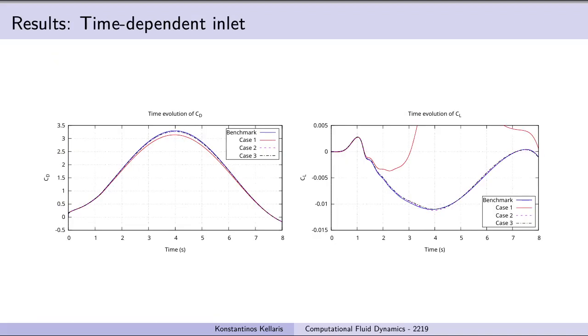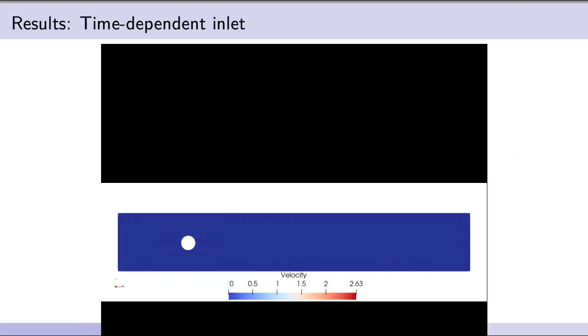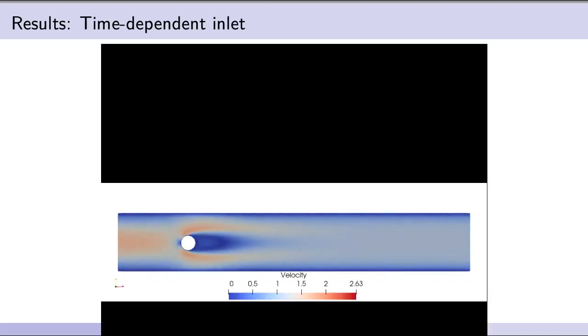Here we observe that cases 2 and 3 are close to the reference data, while the case 1 lift coefficient is wrong. This is an interesting behavior, showing us that even with a coarse mesh, the solution can be sufficiently approximated with an increased element order. Here we see the time evolution of the velocity field.